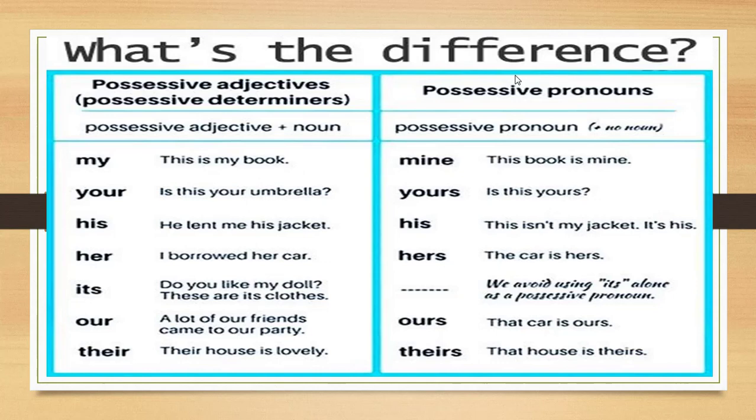Namely, after possessive pronouns, namely mine, yours, his, hers, ours, and theirs, we can't use any kind of noun. It comes alone. For example, this book is mine. This is my book and this book is mine. They have the same meaning, but the forms are different. Is this yours? It's hers. The car is hers. We avoid using its alone as a possessive pronoun.